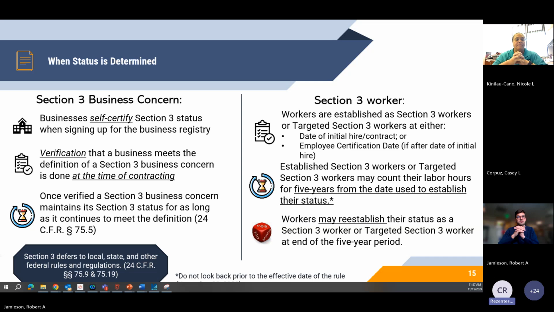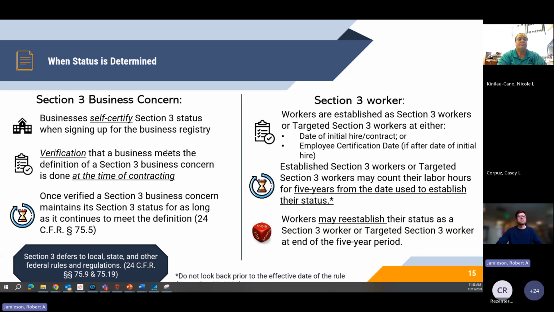Totally get the record keeping burden, but once you verify that they're a Section 3 worker, you don't recertify them for 5 years. So you just put them on the books and say, okay, they're a Section 3 worker. And for 5 years, you count them in the numbers that you're reporting. Exactly.